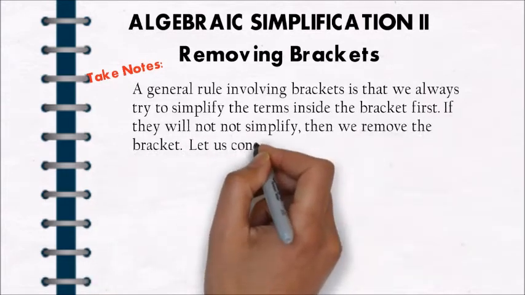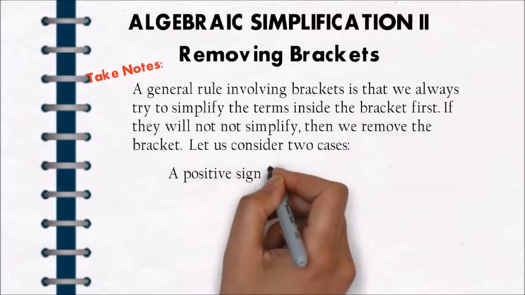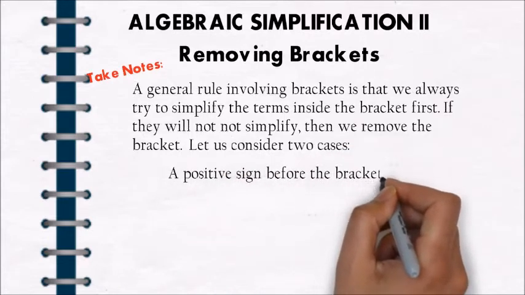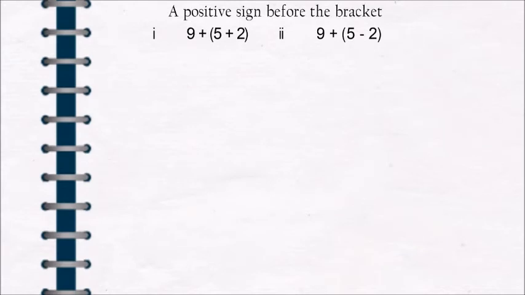So let us quickly consider two cases with positive signs before the brackets. Case 1. 9 plus open bracket 5 plus 2 close bracket, and 2. 9 plus open bracket 5 minus 2 close bracket. Now in case 1, we're going to approach it in two ways.